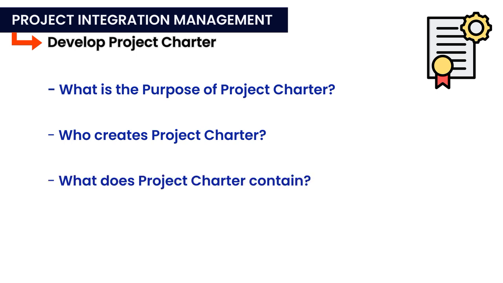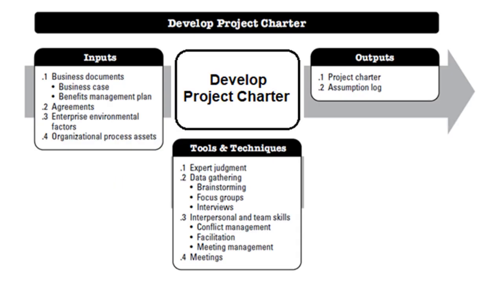Now let's move on to the next question which comes in our mind. What does project charter contain? It includes critical elements: cost, schedule, scope and anticipated benefits. Now we are going to see what components are involved in developing project charter.